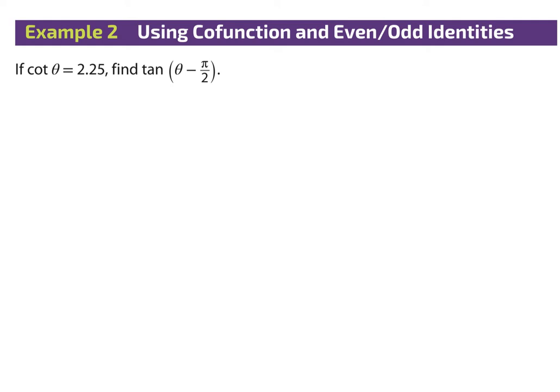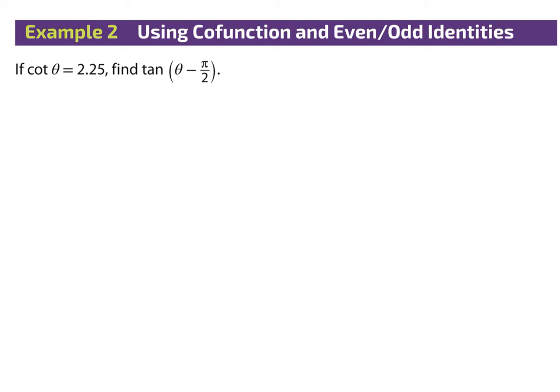So let's look at this. This is using cofunction and even and odd functions. It says if the cotangent of theta equals 2.25, find the tangent of theta minus pi over 2. Now, remember, my cofunction identities have pi over 2 minus the angle, not the angle minus pi over 2. So if I want to use cofunction, it needs to be in that order: pi over 2 minus theta.